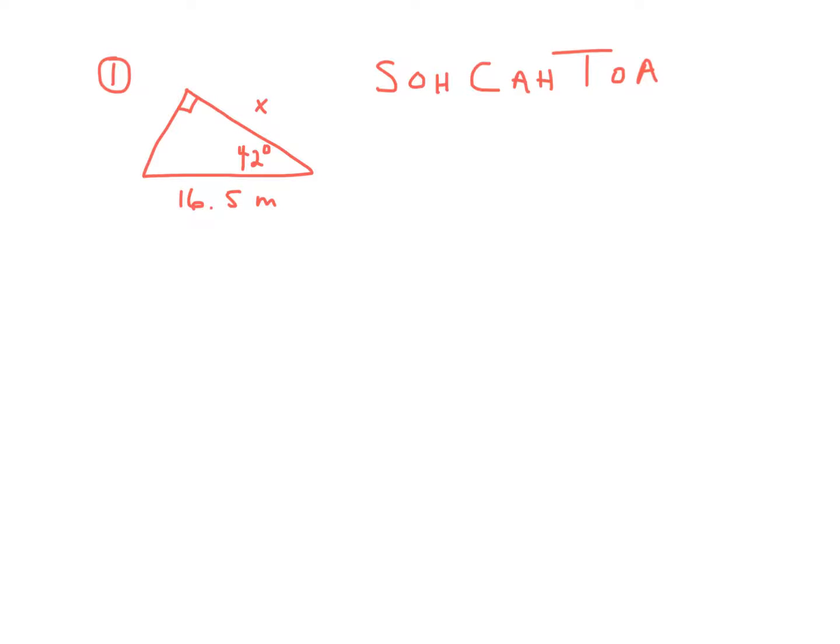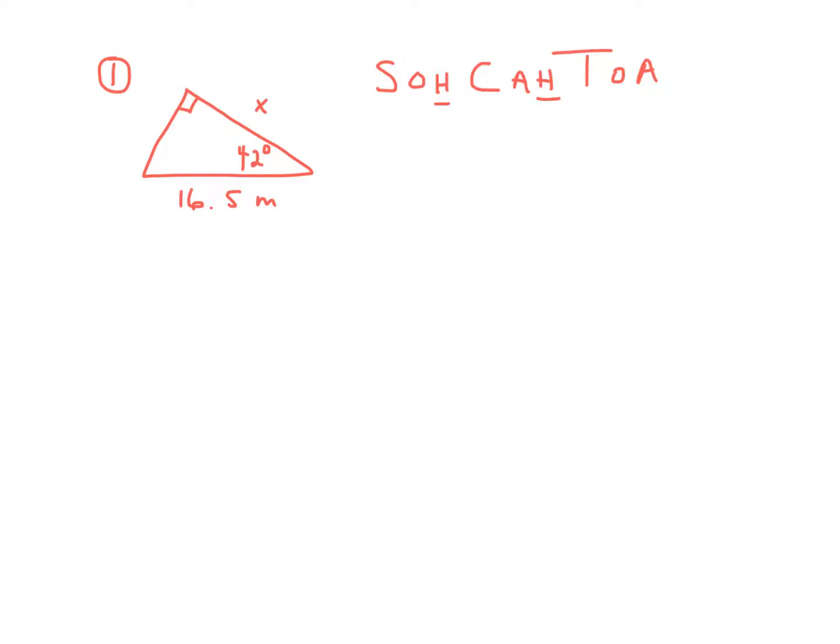Which we do. And if we look at this 42-degree angle, the 16.5 is the hypotenuse, which means we'll probably be using sine or cosine because those are the ones that use hypotenuse. All right, then the x, which we're trying to determine, is adjacent to the 42-degree angle, so that's indicative of cosine. So we'll be using cosine.